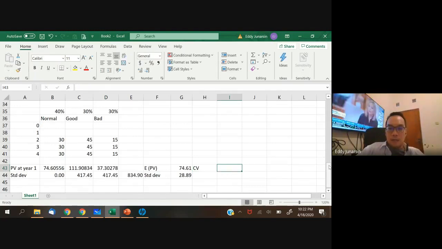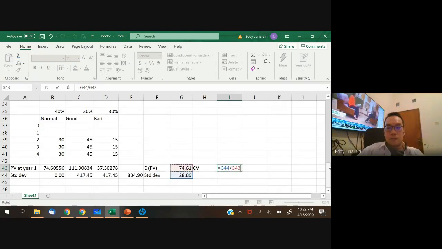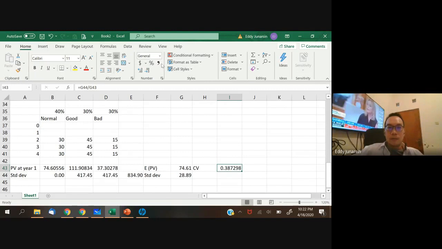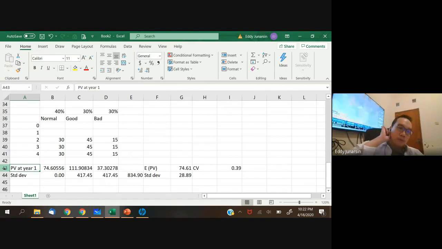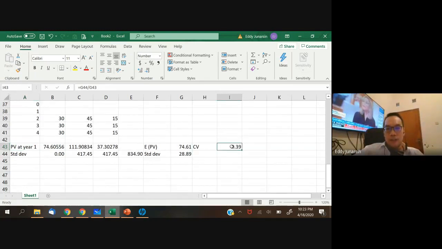So the coefficient of variation is the standard deviation divided by the expected value. Okay, so we get, what is it? 0.39. Okay. Again, I have to be careful here. The present value estimates are all for year one, right? Year one. Okay, so we get again the coefficient of variation of 0.39.